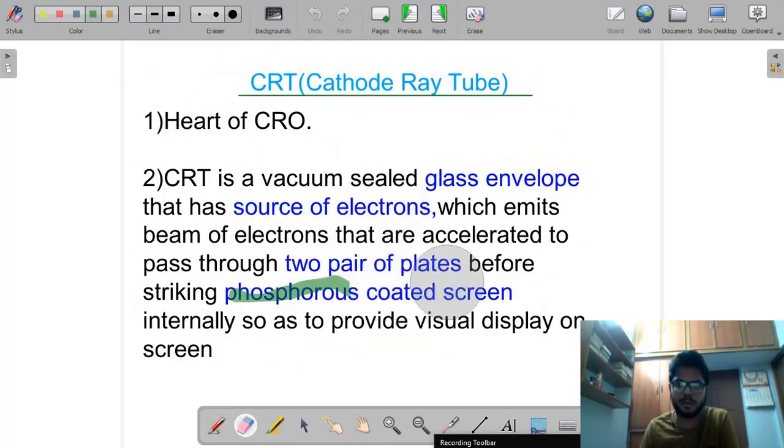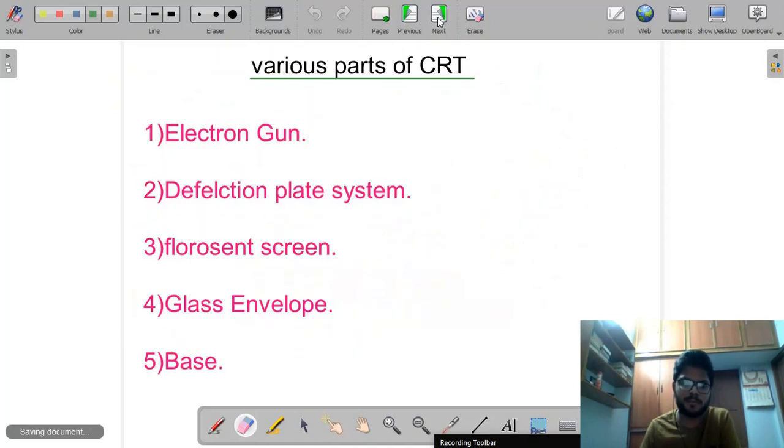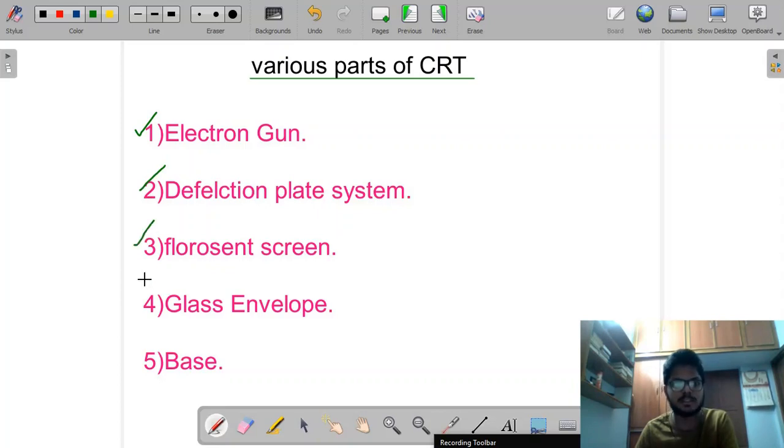Okay, hope you understand everything. Now we will discuss everything in detail, the various parts of the CRT. We have seen the exact diagram of the CRT. Now we will study in detail the various parts of the CRT, that is the electron gun, deflection plate system, fluorescence screen, glass envelope, and base.